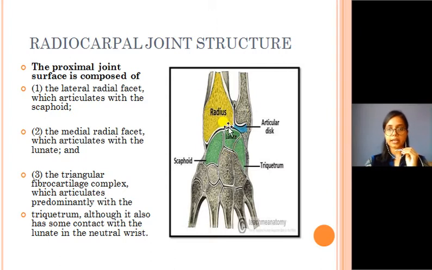As you can see, the radius and the ulna articulate with the proximal row of carpal bones that consist of scaphoid, lunate, and triquetrum. The lateral radial facet will articulate with the scaphoid. The medial radial facet will be articulating with the lunate. The triangular fibrocartilage, this articular disc, will articulate predominantly with the triquetrum. Always remember that the ulna is not in direct contact with the proximal row of carpal bones.